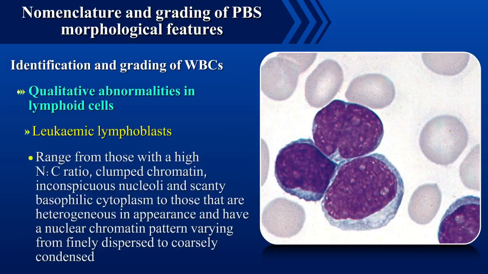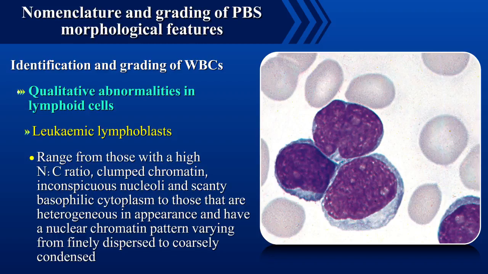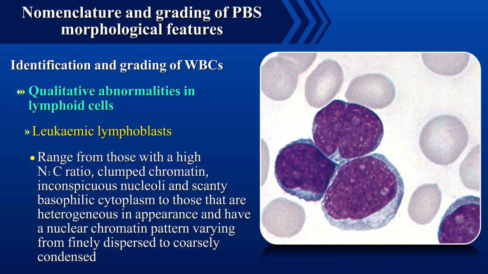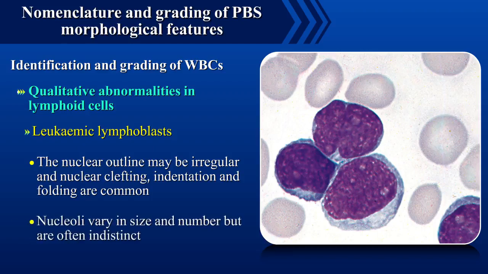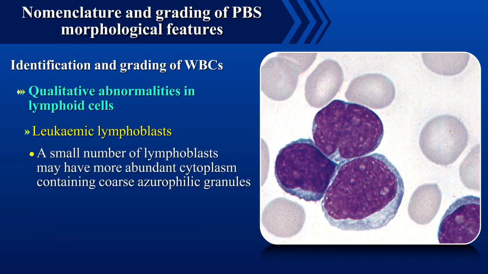Leukemic lymphoblasts range from those with a high NC ratio, clumped chromatin, inconspicuous nucleoli, and scanty basophilic cytoplasm to those that are heterogeneous in appearance and have a nuclear chromatin pattern varying from finely dispersed to coarsely condensed. The nuclear outline may be irregular and nuclear clefting, indentation, and folding are common. Nucleoli vary in size and number but are often indistinct. A small number of lymphoblasts may have more abundant cytoplasm containing coarse azurophilic granules.